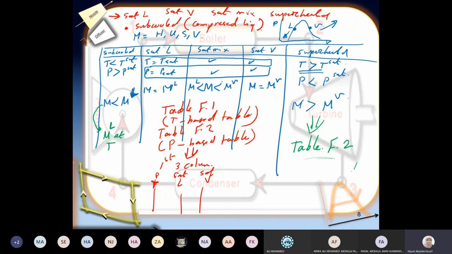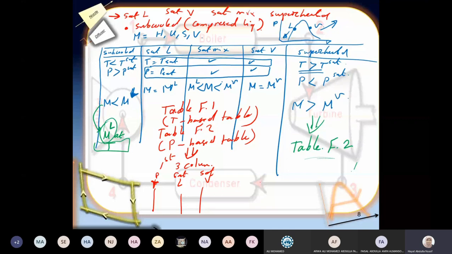The effect of pressure is not that significant on the property. So what they tend to do, at the given temperature, you have to go and find out the liquid properties, because the liquid properties are the closest to properties for subcooled phase.